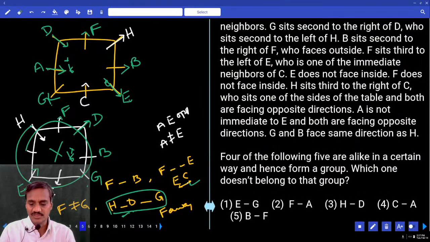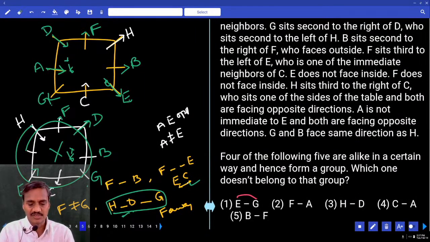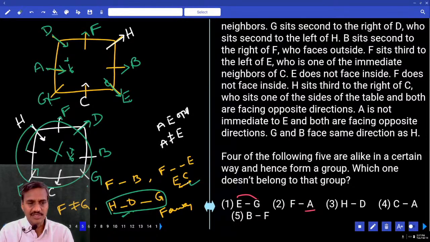Now from here to here, if you check out here, G. Now G is second to the right. And A is seated second to the left of F and D. Now from D, H is second to the left. And next one A, from C, A is second to the left. And this B. And B is second to the left of F.